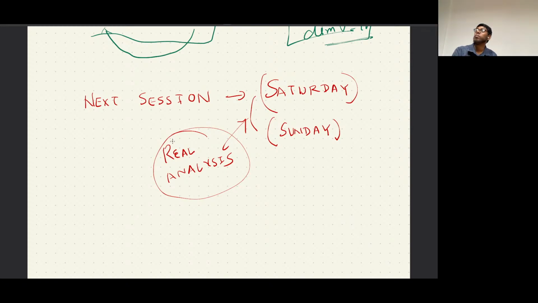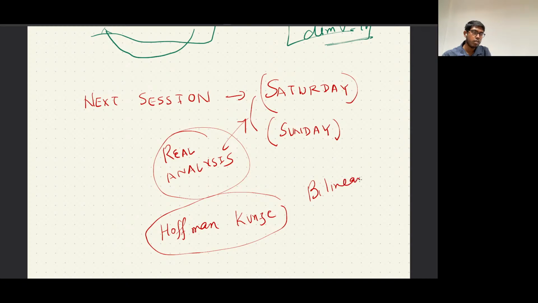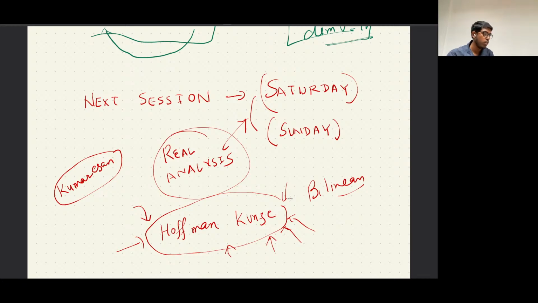See, bilinear form, I guess, even in Hoffman Kunze you can read. Hoffman Kunze covers bilinear form, if I remember. I don't remember whether Kumaresan has the bilinear form, but Hoffman Kunze of course does, and this will be a nice book. So you can look at Hoffman Kunze.